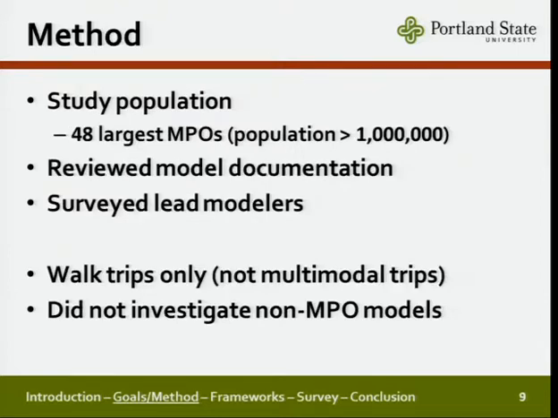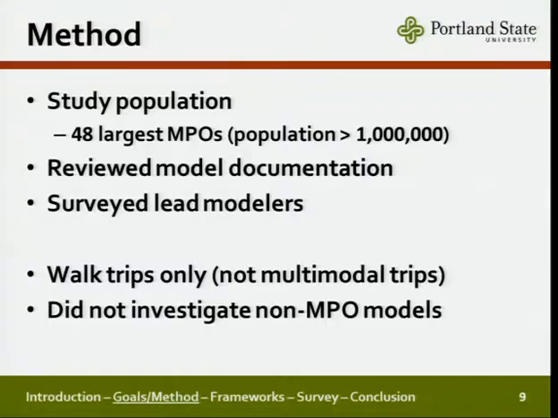So to do this, we looked at the 48 largest MPOs in the country, those that serve over 1 million people. We looked at their model documentation, and then we conducted a survey of their lead modelers, asking them some questions. I want to note that we only looked at full walk trips. We didn't look at walking to access another mode like transit. The reason for that was because that's more consistently done across these different models, and also the practice of doing that is longer established. We also didn't investigate non-MPO models. We only looked at MPOs.